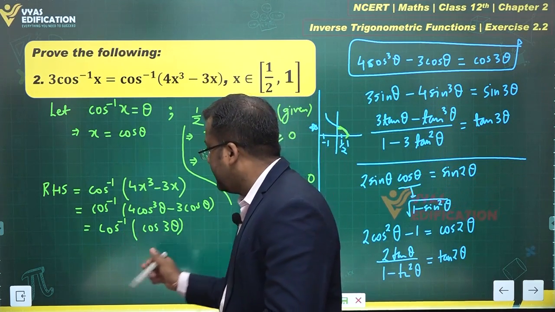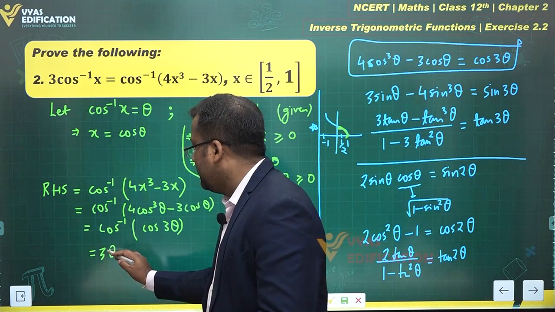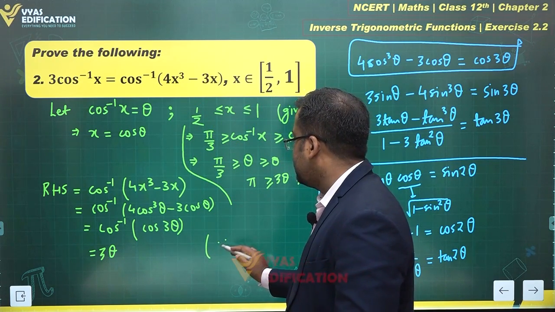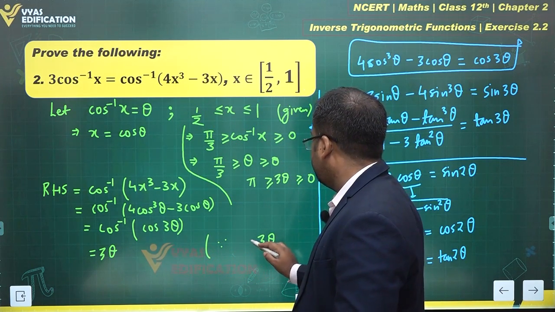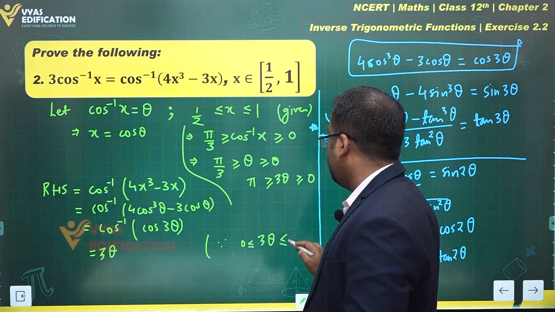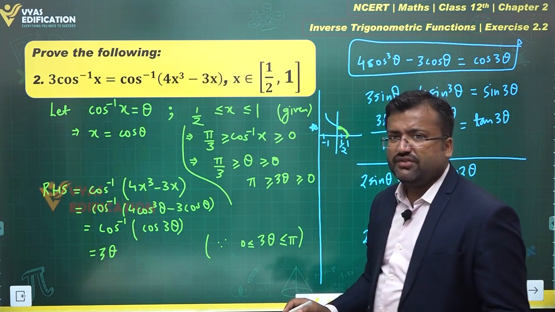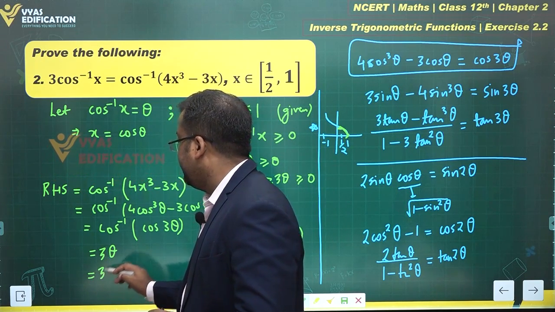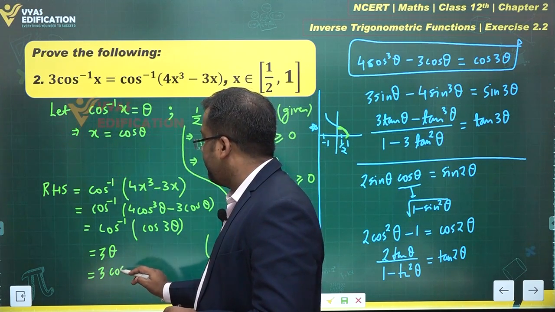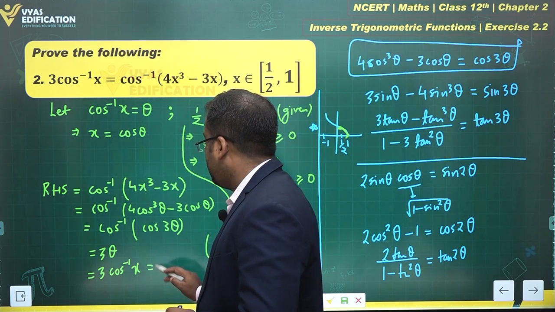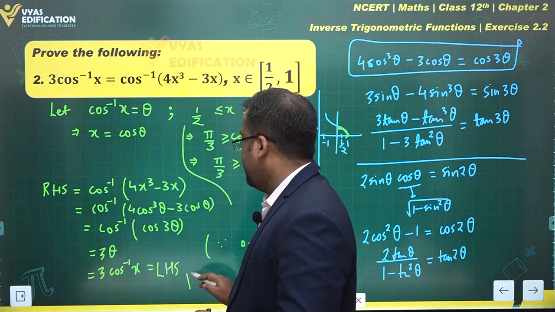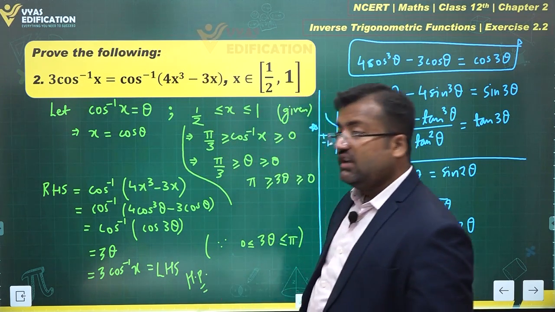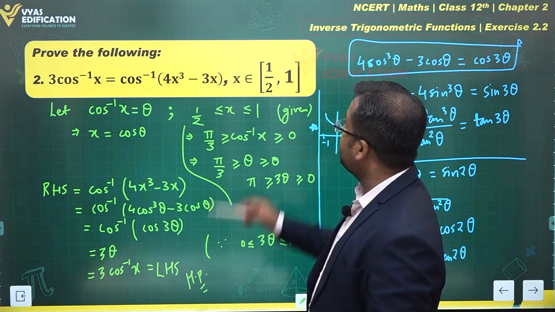Therefore cos inverse cos 3 theta will be simply equal to 3 theta, since 3 theta is greater than equal to 0 and less than equal to pi. That's the simple definition of this. And what is theta? Theta is simply cos inverse x, which is equal to the LHS, hence proved. Now this is the result when x lies in this interval.